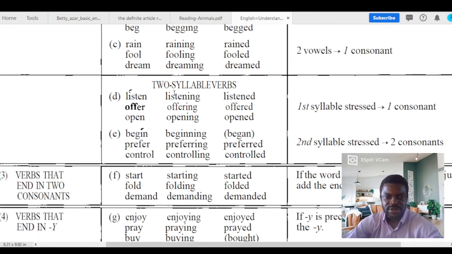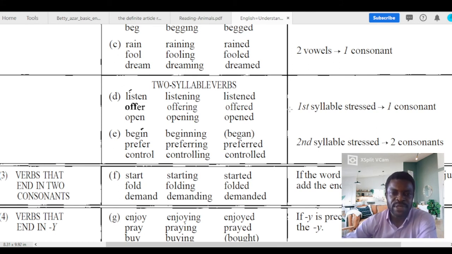So here we've got two-syllable verbs. Listen, listening, and listened. Offer, offering, offered. For two-syllable verbs with stress, one consonant: listen, offer, open, opened. Begin, beginning, began. Prefer, preferring. You see beginning, begin. See here G-I-N, we have consonant, vowel, consonant. Okay?